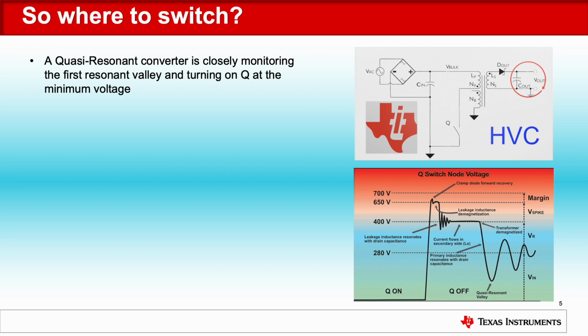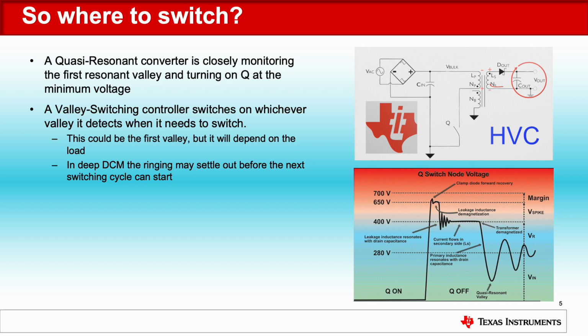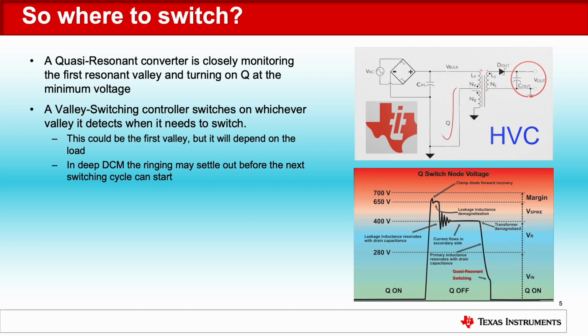So where to switch? A quasi-resonant converter, or controller, is closely monitoring the first resonant valley and turning on the switch at the minimum resonant ringing voltage. A valley switching controller switches on whatever valley it detects where it needs to switch. It's doing this in order to optimize efficiency over the entire load range. In deep DCM, the ringing could settle out before the next switching cycle can start.